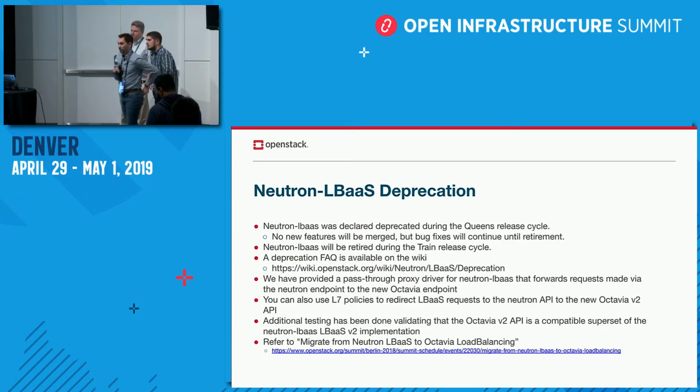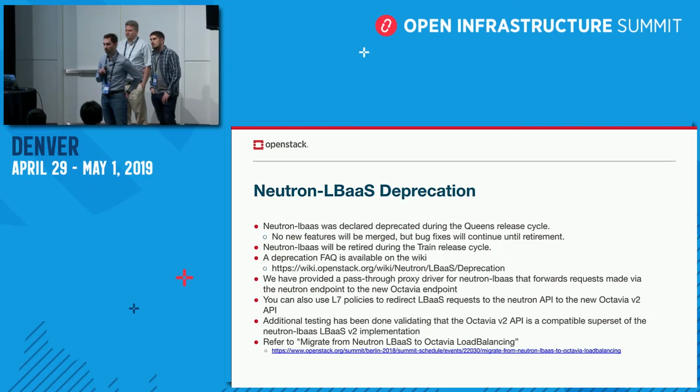So Neutron-LBaaS, the project was deprecated in Queens cycle, and we said that we would retire it in September, or U cycle, so that's going to be September. So in Train, we are going to completely remove the code. In master, there is a process to retire a project in OpenStack. So you can expect that in the master branch, you will only get a README file saying the project is gone. The stable branches are still there, but you cannot submit patches to Gerrit to merge, so it will be completely dead. And then we will also delete the V1 API support in Octavia, and all the Tempest jobs that we have, so you can expect that.